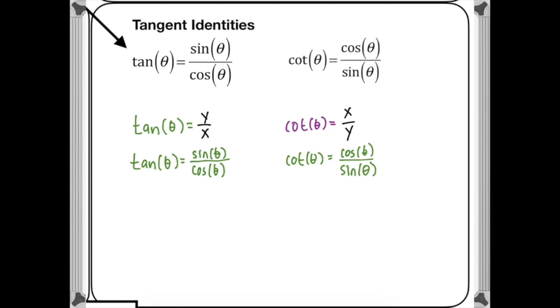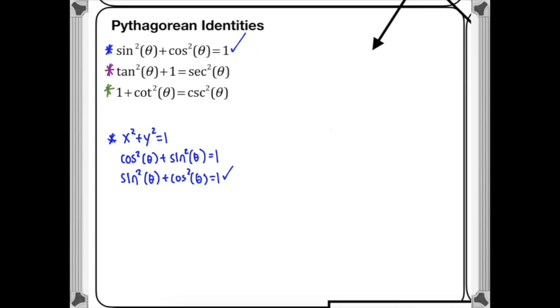So at any rate, we're going to use those to go back to the Pythagorean identities now and see if we can come up with a slick way to memorize these other two.